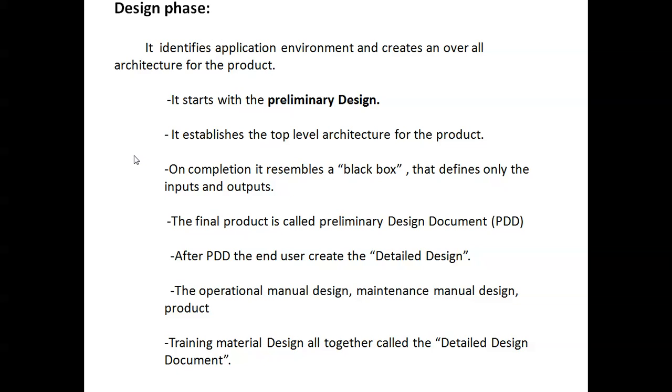And design phase. It identifies the application environment and creates an overall architecture of the product. Number one, it starts with the preliminary design and establishes the top level architecture of the product, and it resembles a black box. That box defines only input and output. The final product we call the preliminary design document, otherwise PDD. After PDD, the end user can create the detailed design: the operation manual design, the maintenance manual design, which come under the design phase, and training material design. All together we can call that the detailed design document.